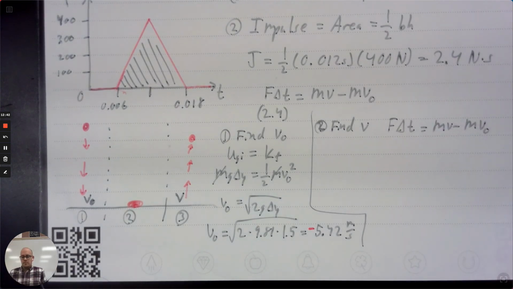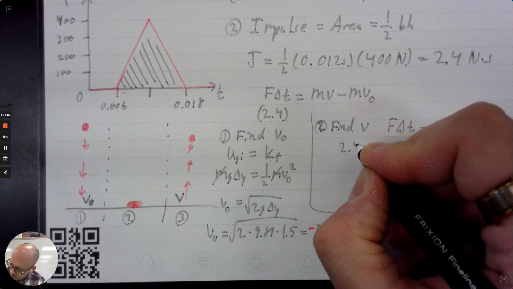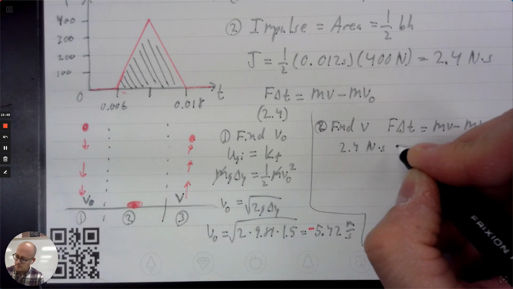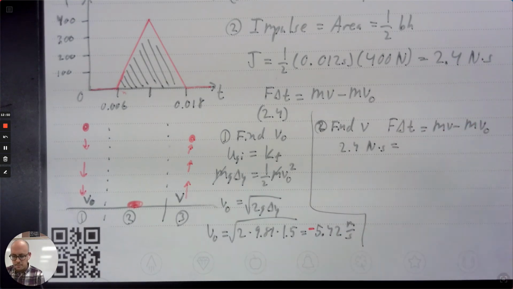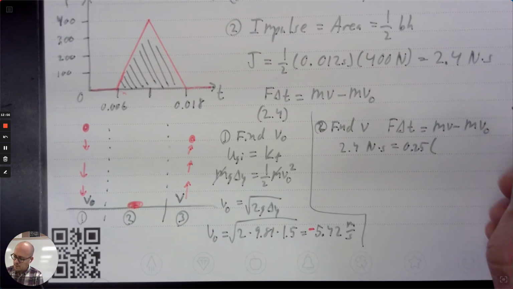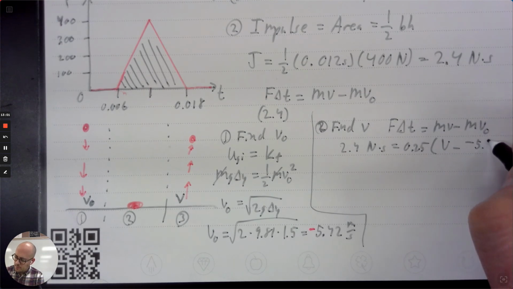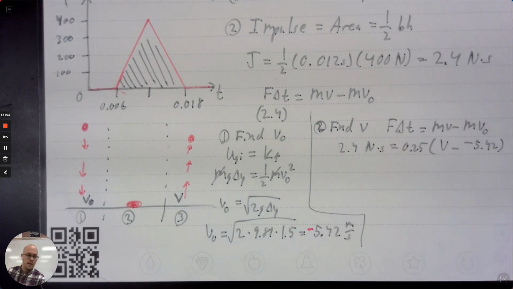And I'm ready to plug this in already. The impulse was 2.4 newton seconds. I can combine mass, I think that's going to be fine. So 0.25 kilograms times V minus negative 5.42. So I have to solve that.